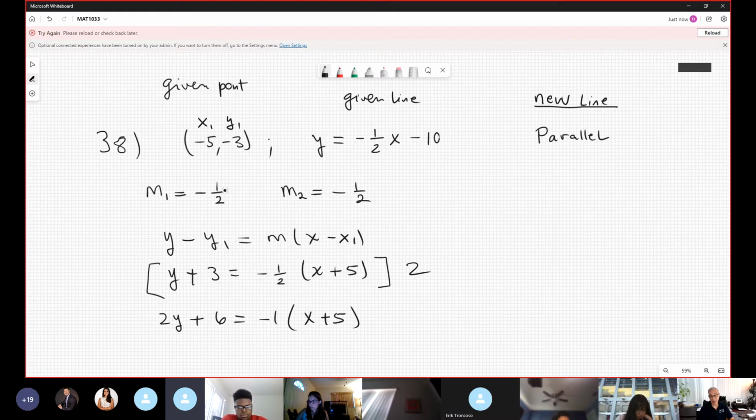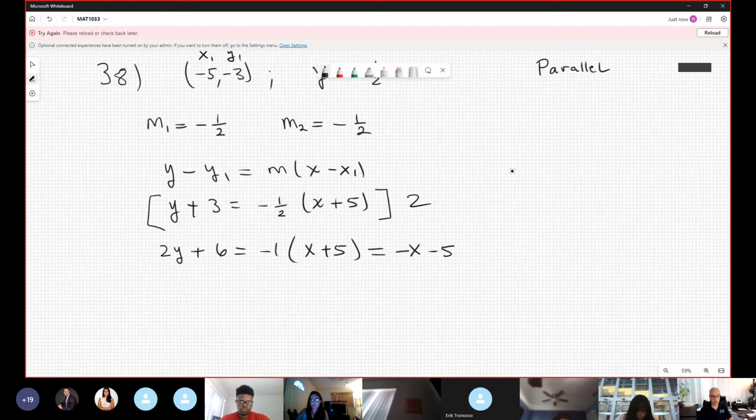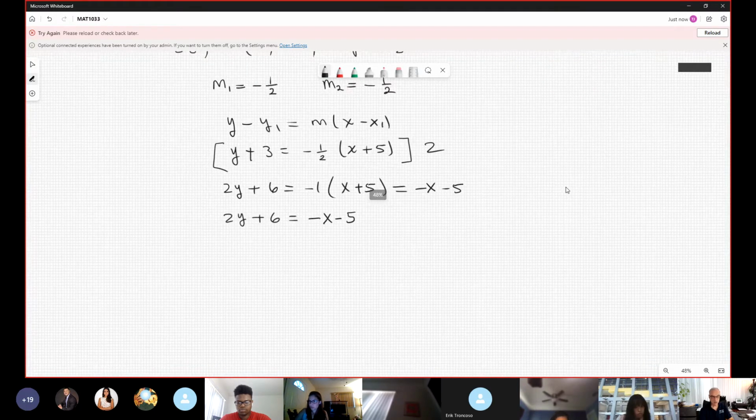So now distribute this -1: it is -x minus 5, correct? Okay, this is 2y plus 6 equals -x minus 5. Remember, in this problem we need to answer in standard form and slope-intercept form.